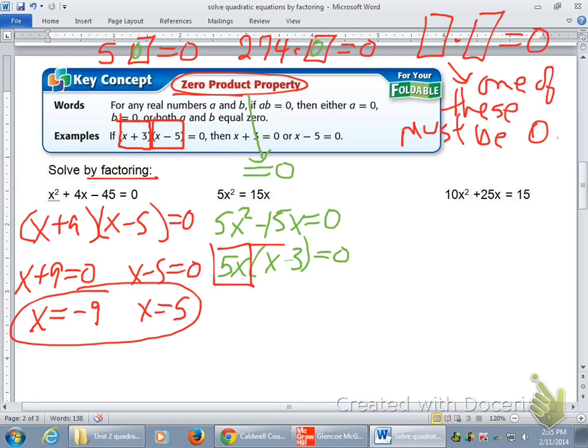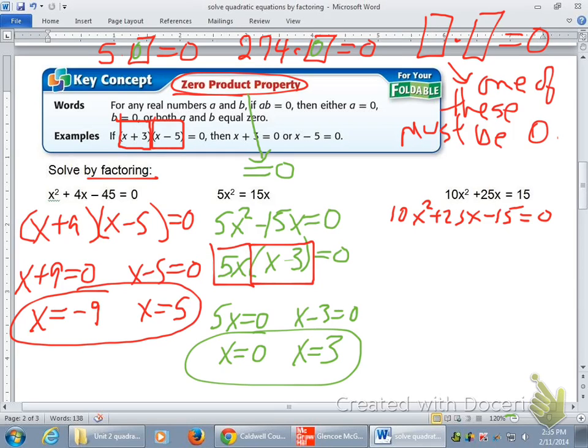two numbers that are being multiplied to give you 0. So one of those numbers must be 0. So I'm going to solve things exactly the same way. I know that either 5x equals 0 or x minus 3 equals 0. And those are both easy to solve. What does this tell me? x is equal to 0, right? Because 0 divided by 5. And then this one would be x equals 3.